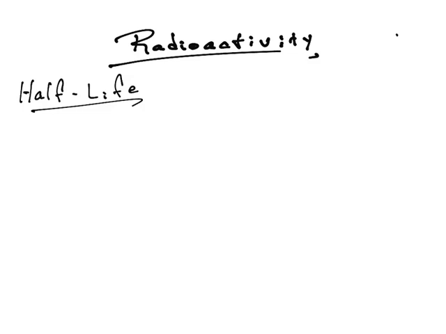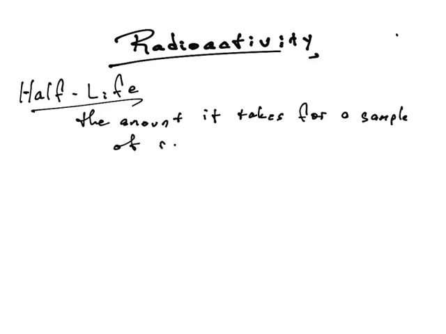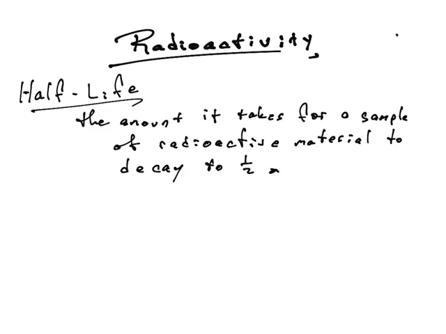The half-life is the term used for radioactive materials to describe how radioactive a particle is, how quickly it'll decay on average. And what it actually represents is the amount of time it takes for a sample of radioactive material to decay to 1/2 of its original size.